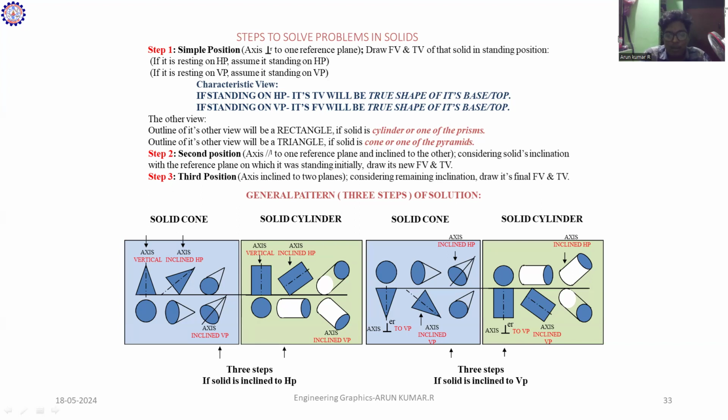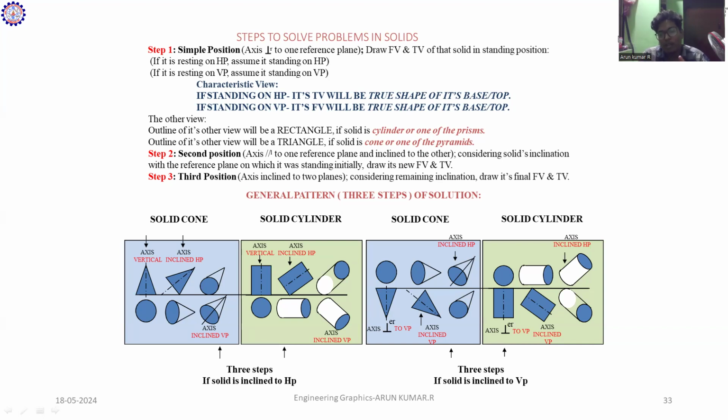This is a solid based on a cylinder. Here also the solid is resting on VP and assumed to be standing on VP. In those cases, as we already saw, you have to draw the circle. The diameter value is given; you have to convert it into a radius value, mark the point and draw the circle. After that, you have to maintain a certain space between the front view and the left side. That is called a reference line.